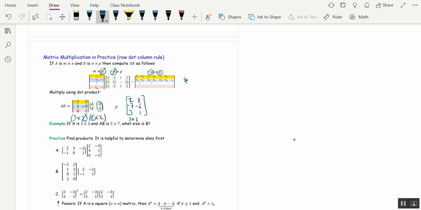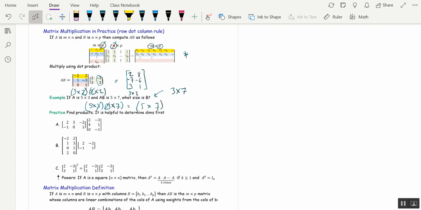Okay, here's another example. If A is 5 by 3 and AB is 5 by 7, what is B? All right, well, 5 by 3, and we're going to multiply by something to get a 5 by 7. Well, this matrix B has to have 3 rows because these 3's have to be the same. And if I'm going to get 7 columns in the end, this matrix B has to be a 3 by 7. All right, so pause the video and go and find these 3 matrix products.